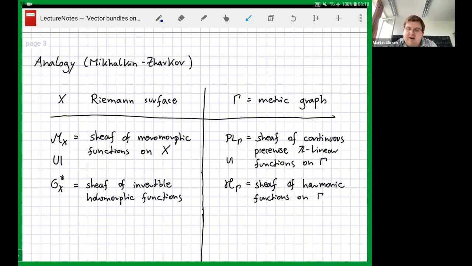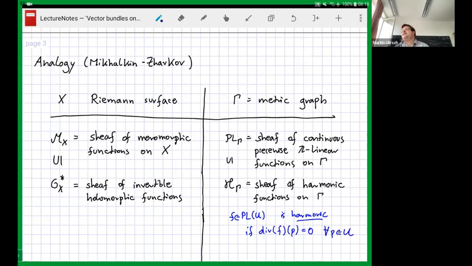But there's also O_X star, the sheaf of invertible holomorphic functions on X. And there is an analog of that sheaf, and it's the sheaf of harmonic functions on gamma. So what does it mean for such a piecewise linear function to be harmonic? If U is some open subset of gamma, and we take an F, then this is called harmonic if the divisor of F at the point P is 0 for all P in U.